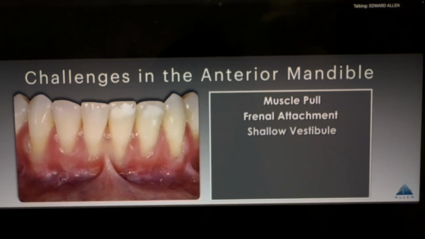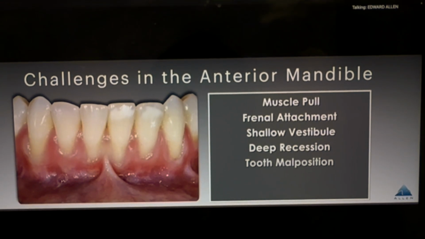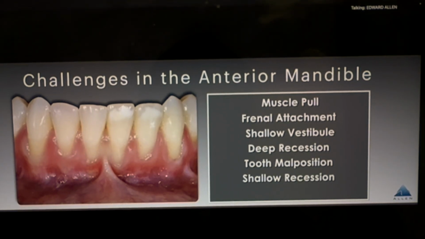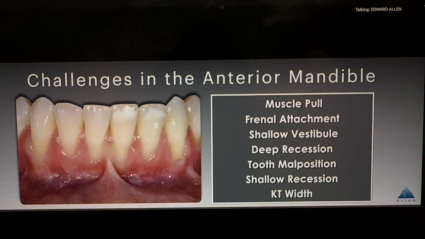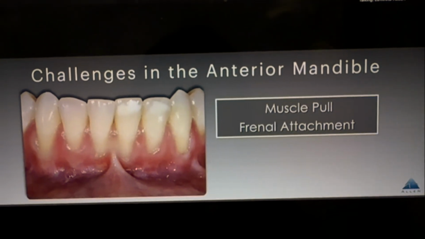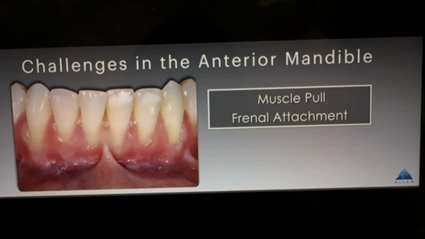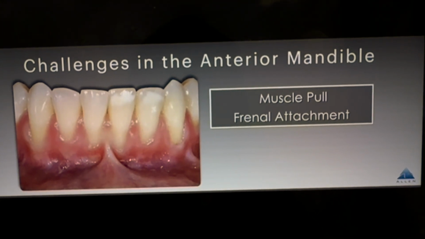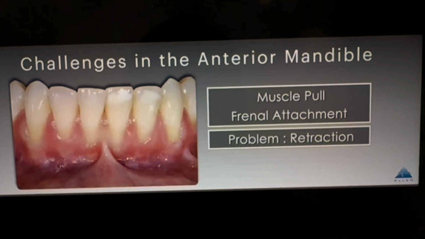So let's look at the anterior mandible. That's my thrust. And the challenges that we have there, we can address and find solutions for. And you see the challenges. I'll take the first 2 together, muscle pull and frenal attachment. And the problem with that is retraction.